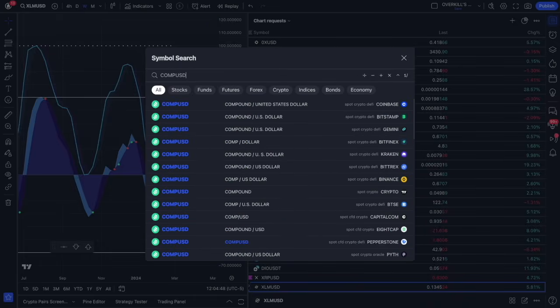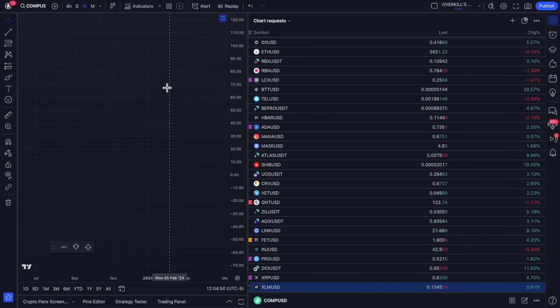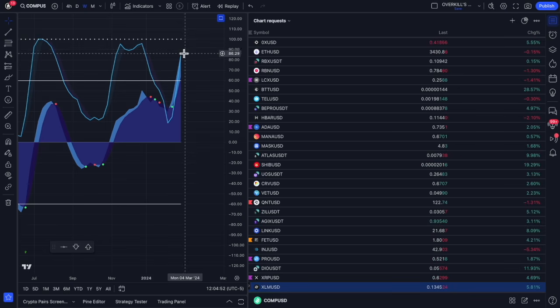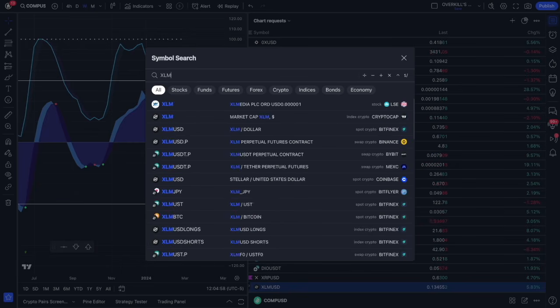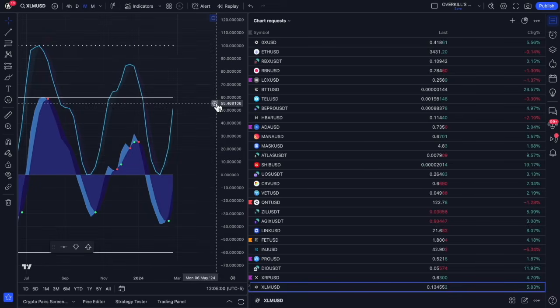Let me show you COMP real quick. So COMP's already up at the ceiling, right? This is going to move here on Sunday. We're going to be probably up at 95. We're going to be right in this area, is my guess. So I seen that, and then I seen XLM, and XLM isn't even above the first oversold line. So we have room to run on this, in my opinion.